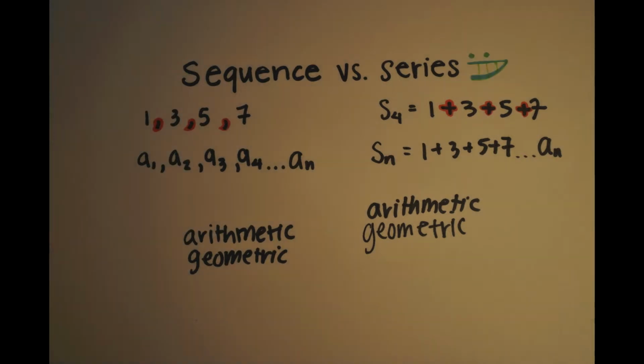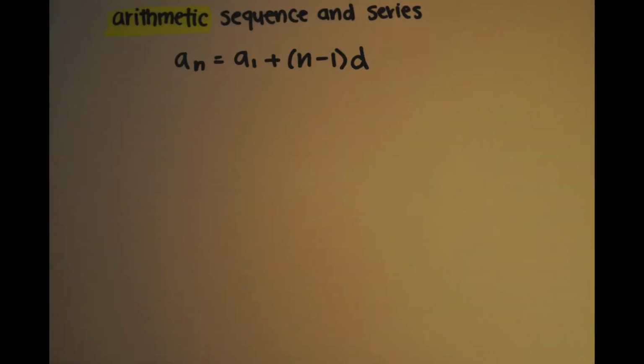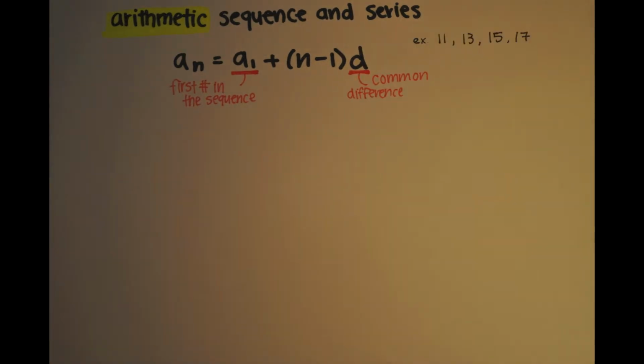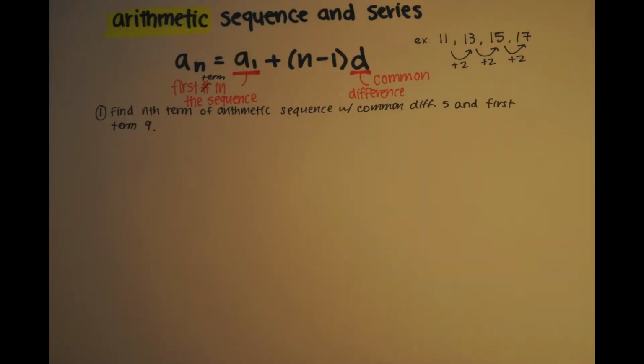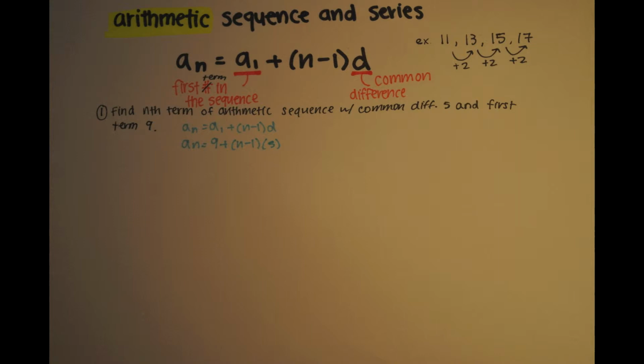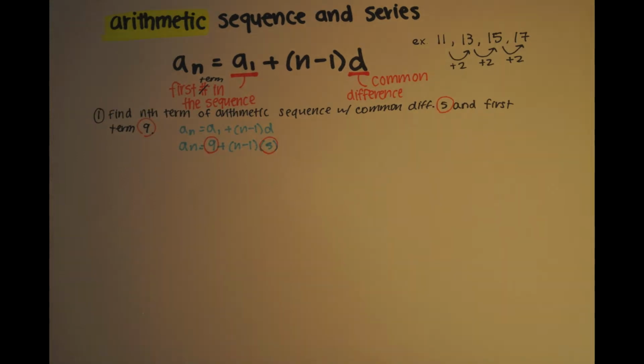Let me explain. The arithmetic sequence follows this formula where a sub 1 is the first term in the sequence, and where d is the common difference, which is simply the difference between two terms. Now let's attack a problem. Find the nth term of the arithmetic sequence with common difference 5 and first term 9. Here, the info is already given to you, so we just have to plug in the numbers.